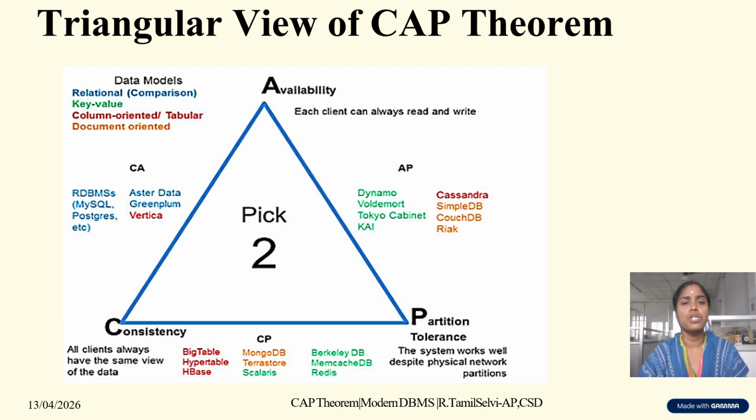We have an option to pick only 2 at any point of time out of the 3, that is consistency, partition tolerance, and availability. Once again, I want to repeat, availability means each client can always read and write. And partition tolerance means the system works well despite physical network partition. And consistency means all the clients always have the same view of data.